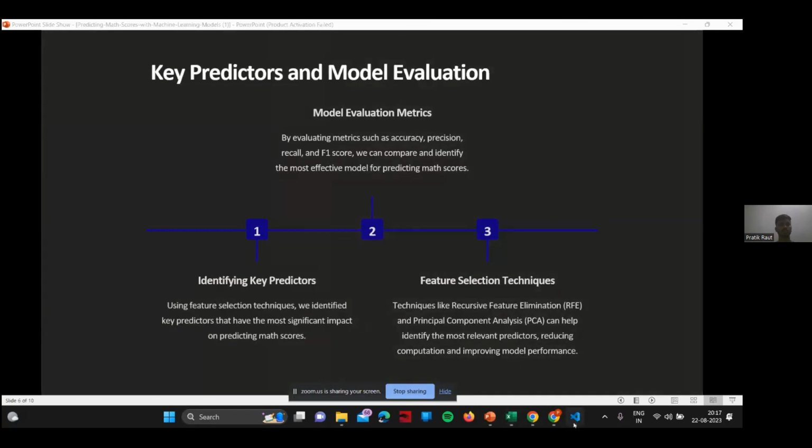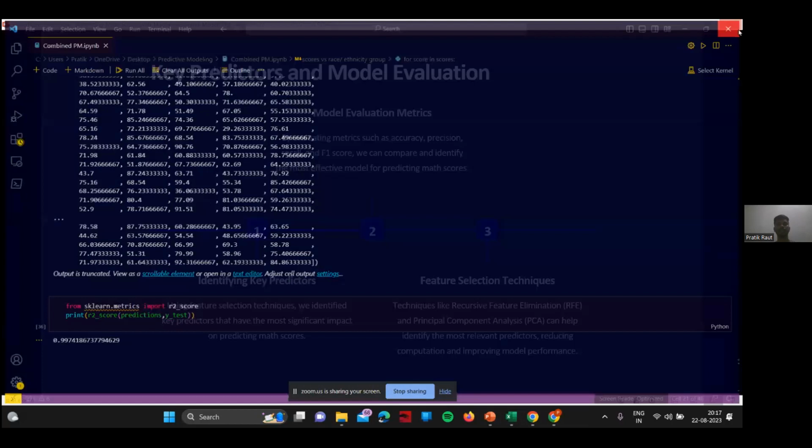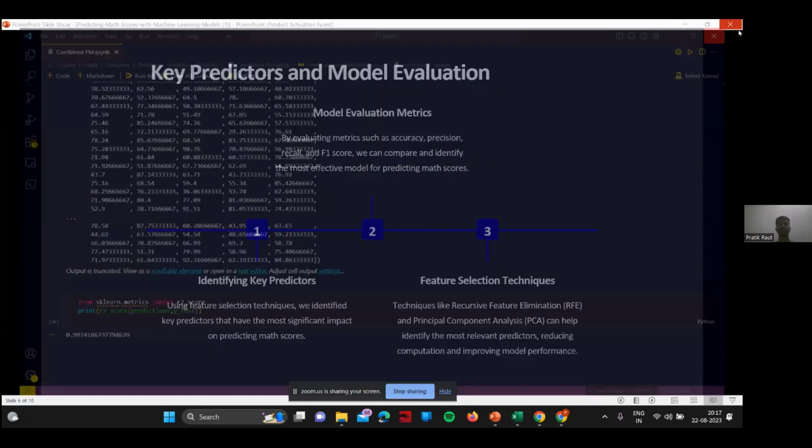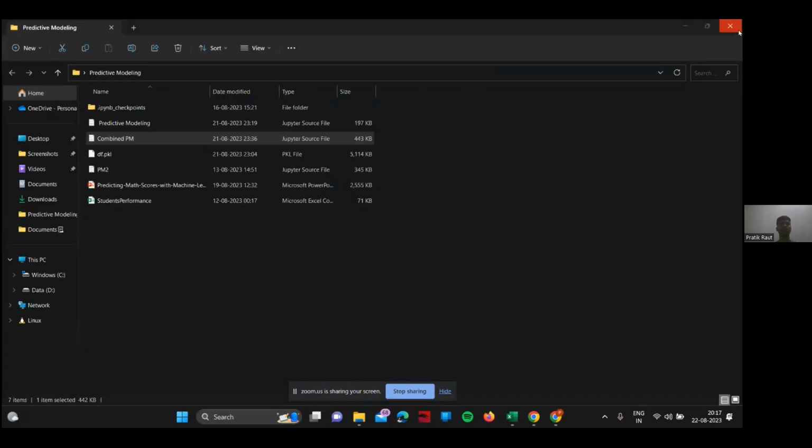Here are a few references I used: the dataset from Kaggle, and the feature selection link I uploaded. You can learn about the selection technique from this link, and the logistic regression.